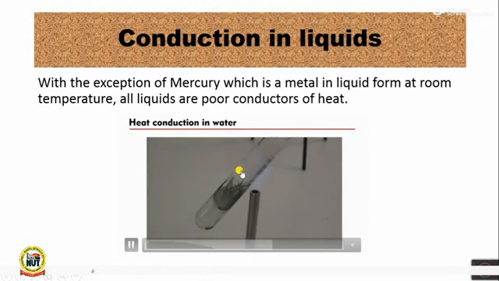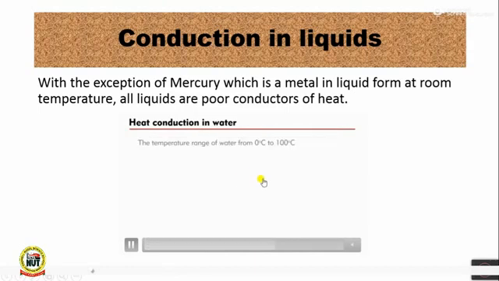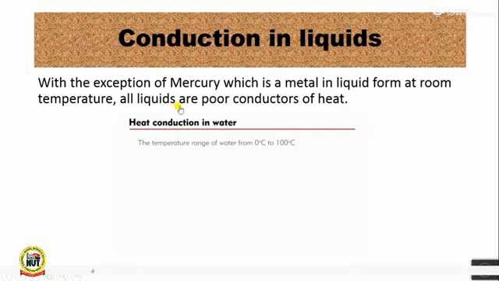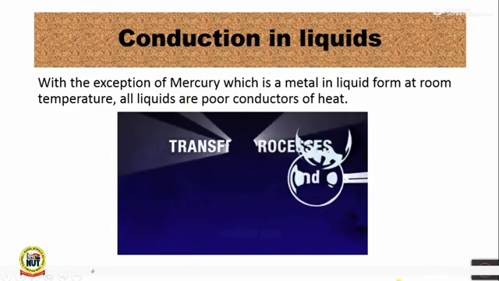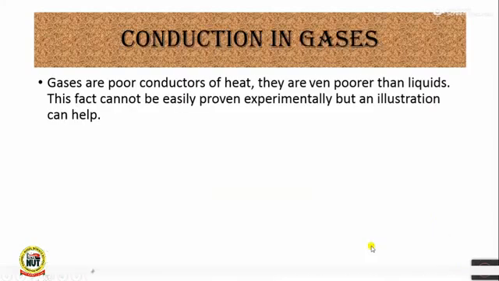Now this points to one fact, that water is a poor conductor of heat. Since water is a poor conductor of heat, we can conclude that liquids are poor conductors of heat. Not only water: with the exception of mercury, which is a metal in liquid form at room temperature, all liquids are poor conductors of heat. Water, groundnut oil, diesel, and any other liquid you can think of, except mercury, are poor conductors of heat.